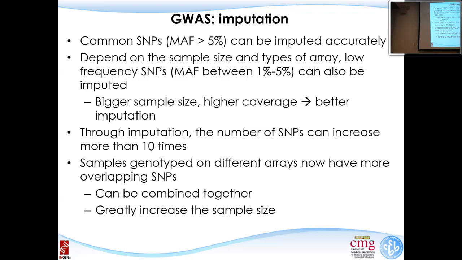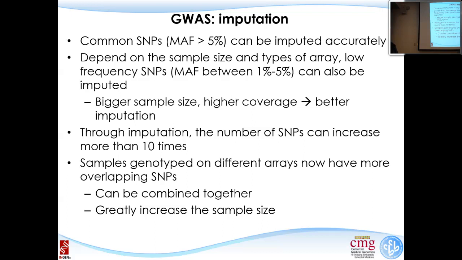Usually after imputation, you will have at least 6 million to more than 10 million high quality SNPs or variants in your analysis. And this is a major purpose of why people do imputation. The samples from different arrays will have more overlapping SNPs. That means you can combine all data from multiple studies together and dramatically increase your sample size, make your findings more robust, and have the ability to detect variants with a very small effect.